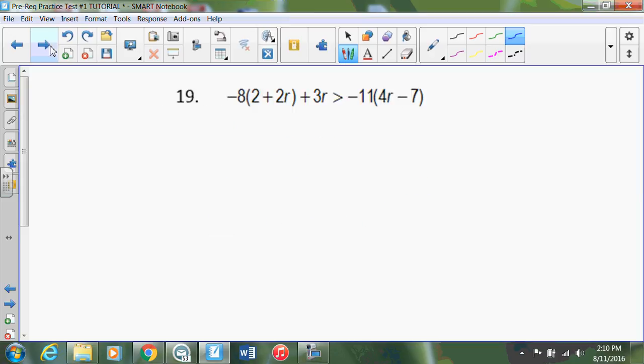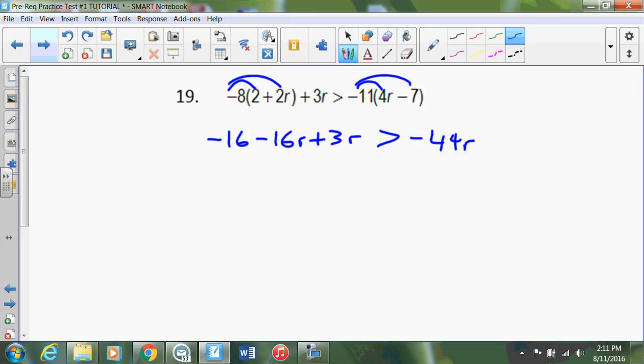Okay, 19. Here's the deal. We're going to pretend that that greater than sign is really an equal to sign. And we're going to go ahead and just start distributing. I'm going to write it as a greater than, but I'm just going to act like I'm solving an equation. Okay, now I'm going to gather like terms. So I've got the negative 16 minus 13r. Okay, now I'm going to get my r's on the same side, so I'm going to go ahead and add my 44r.